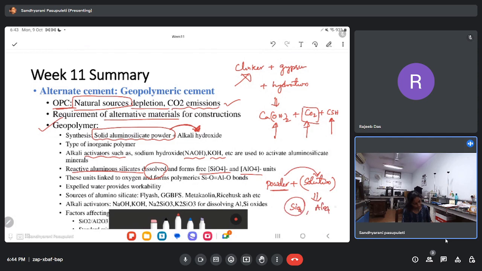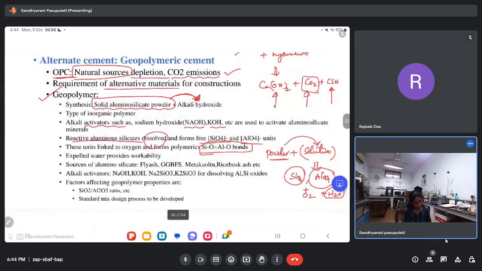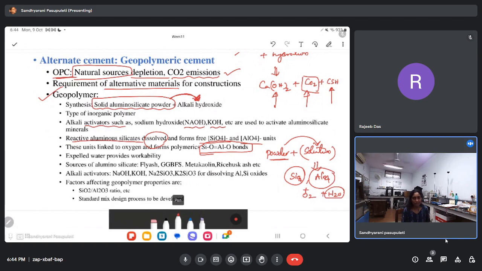These units are very important for us, because when they react with the oxygen, they form bonds called Si-O and Al-O bonds. During this process, you can also observe that there will be an emission of water. This water can be used for the workability. As I was saying, this aluminosilicate powder is required. We wanted to eliminate the usage of raw materials. So how do I get these aluminosilicate powders? I should not use anything from the natural resources now.